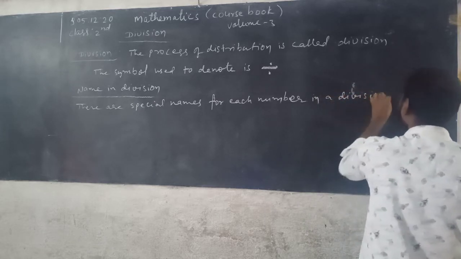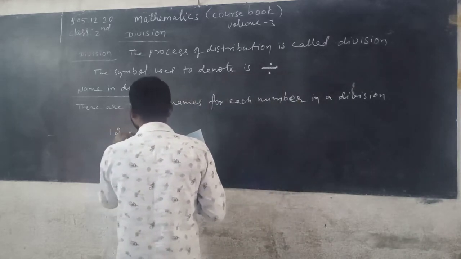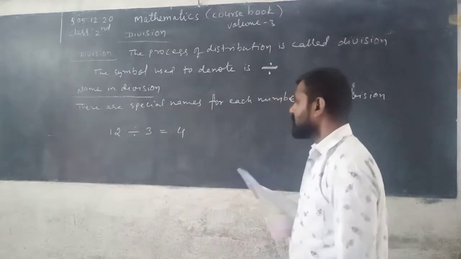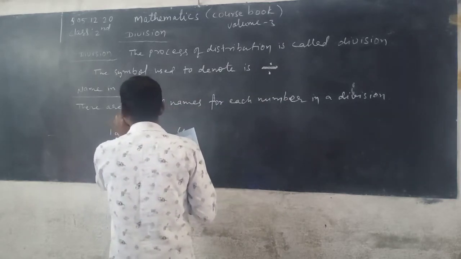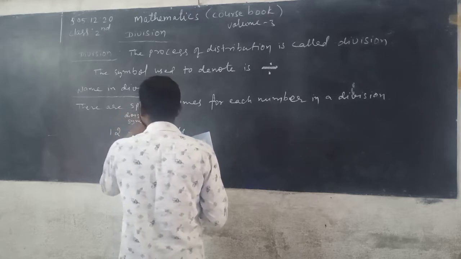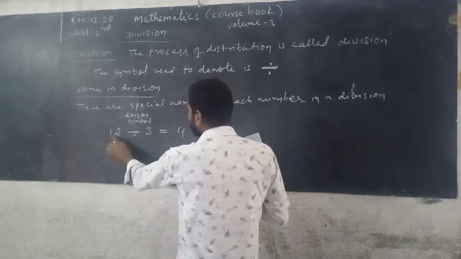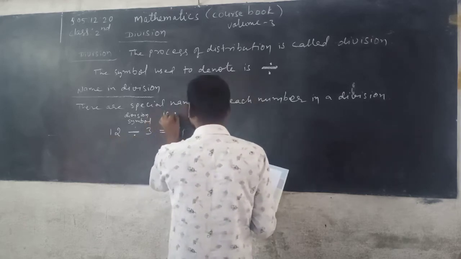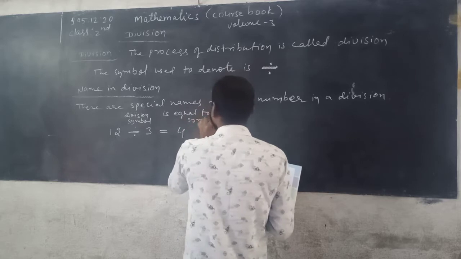Already I told you yesterday, once again repeating. For example, I am taking 12 divided by 3 is equal to 4. This is the division symbol. This is the equal to symbol. So you can read 12 divided by 3 is equal to 4.